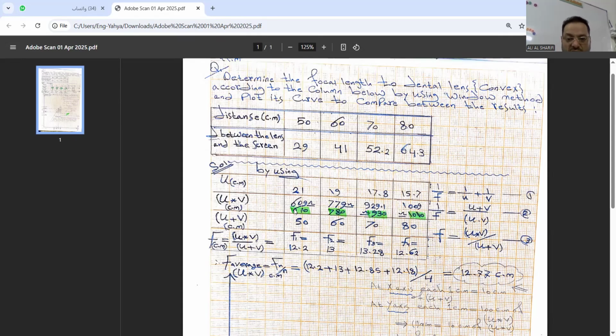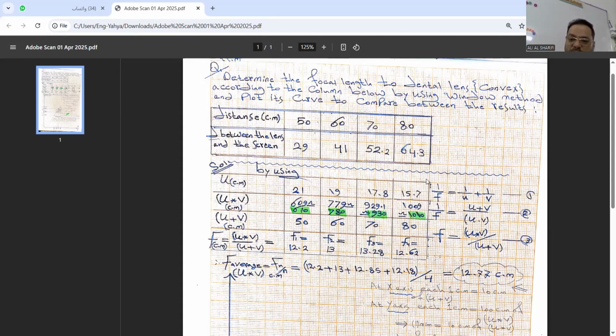Now let's start. 609 will be 610 and going like that. It's necessary, I'm repeating that, when you upload your curve. Okay? U plus V, that means D: 50, 60, 70, 80. F is the focal length distance. From this equation, the inverse of the focal length equals inverse U plus inverse V.